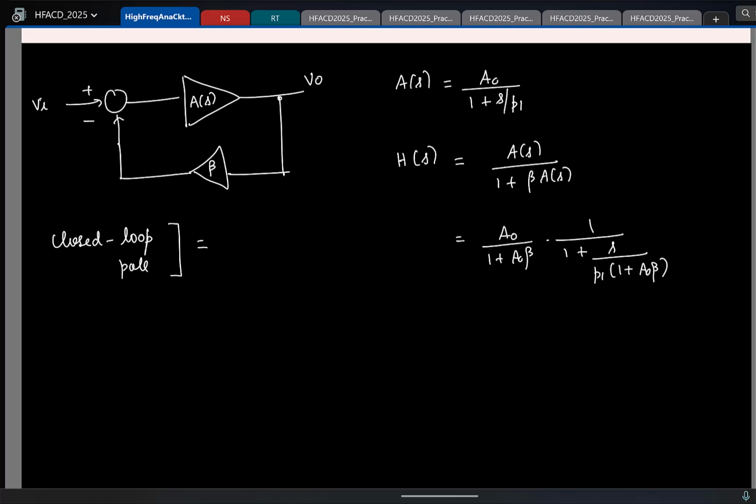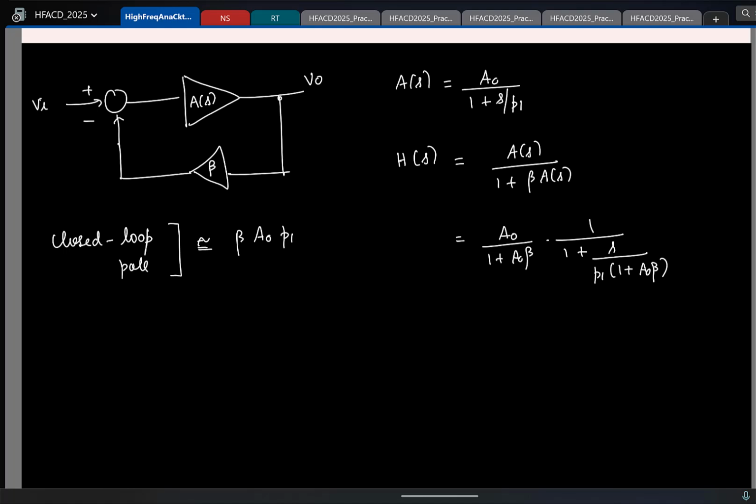Let's assume A0 is really large. So how can I approximate it? I'll say beta times A0 times P1. And this guy is in the left half of S plane, right? So do you think if I change A0 or beta, this can go to RHP? No. As long as I have negative feedback, which means A0 and beta are all positive, then this will always be in the left half of S plane. Is that fine?